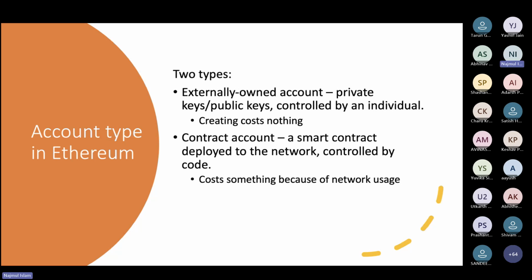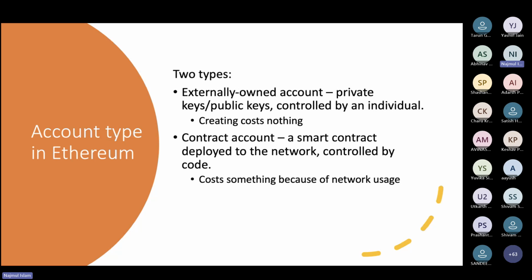So a contract account is a smart contract deployed to the network, controlled by code. A contract account always costs something because it uses the network, so you need to deploy the contract, and deploying costs. We will come to that. But for now, think that there are two types of account, individual and contract. Okay, so those are the two account types, briefly.